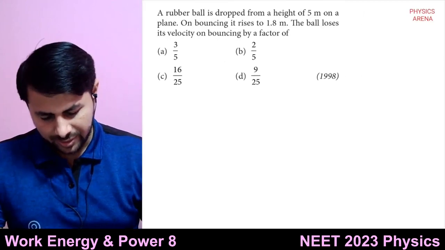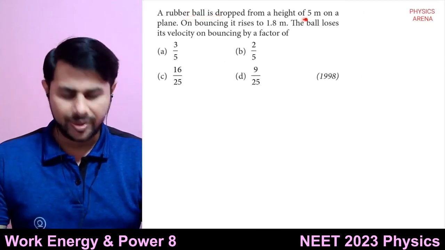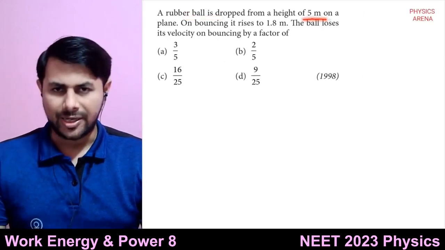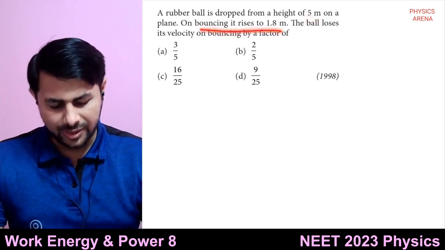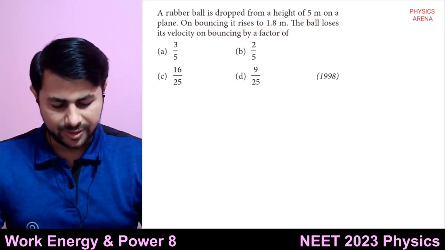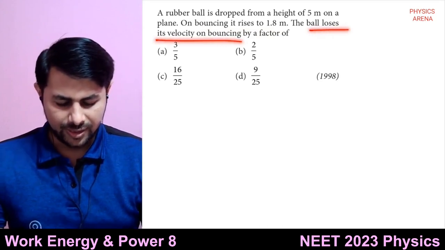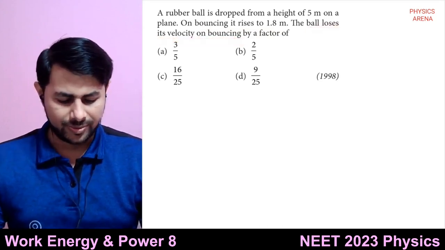Next question. A rubber ball is dropped from height 5 meters on a plane. On bouncing, it rises to 1.8 meters. The ball loses its velocity on bouncing by a factor of.